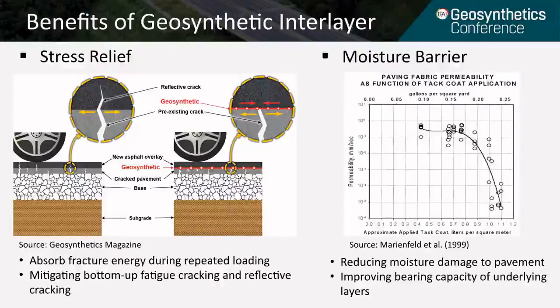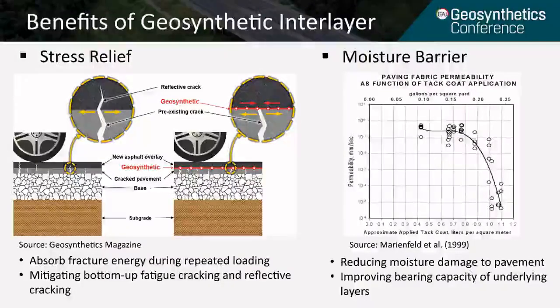Geosynthetic interlayers have been widely used in pavement rehabilitation. The major benefits of these products are stress relief and moisture barrier. As shown in the left figure, under traffic loading, the geosynthetic can relieve tensile and shear stresses, thereby absorbing the fracture energy. In the long term, the geosynthetic interlayer can mitigate bottom-up fatigue cracking and reflective cracking distresses.